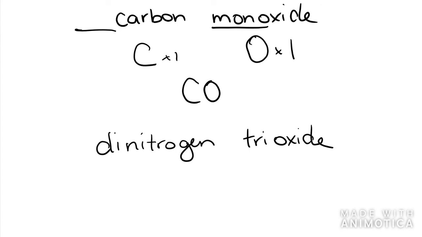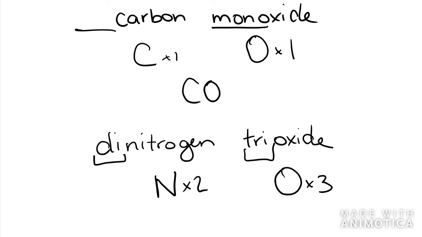Okay, so the first thing we do is we separate out our prefixes. So nitrogen is our N, and di means how many are there? Well, there's 2. Trioxide, oxide is our oxygen. Tri means, well, think of a tricycle, there's 3. So this formula is N2O3.